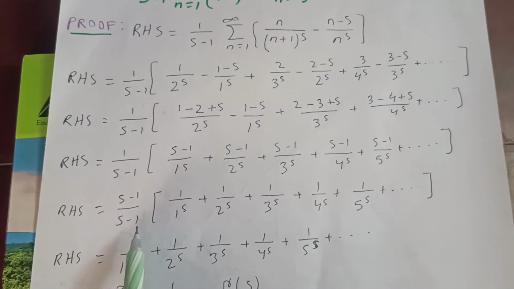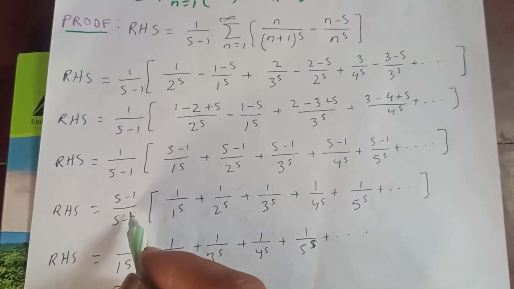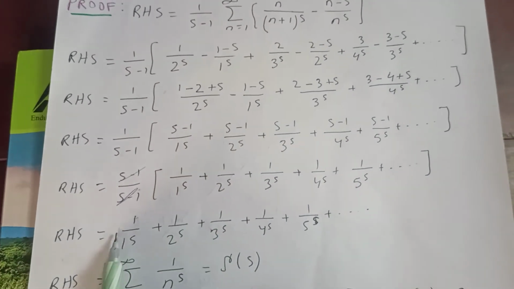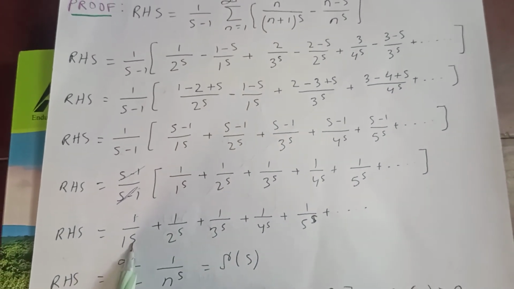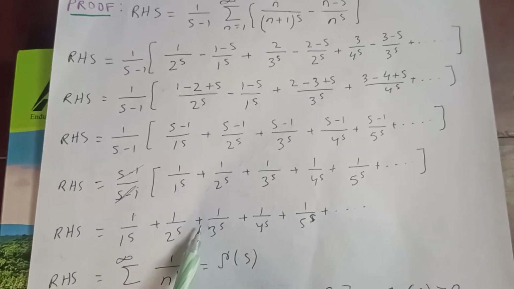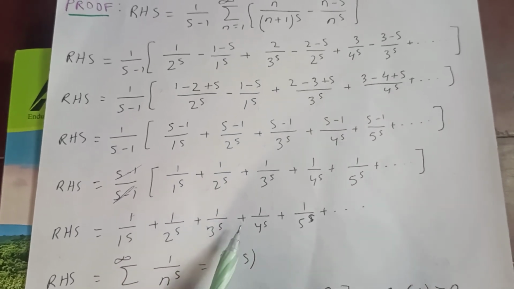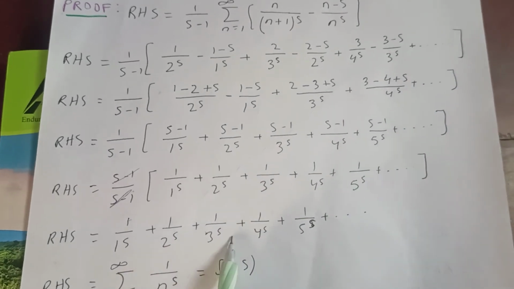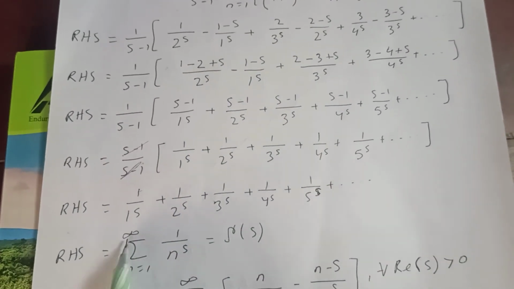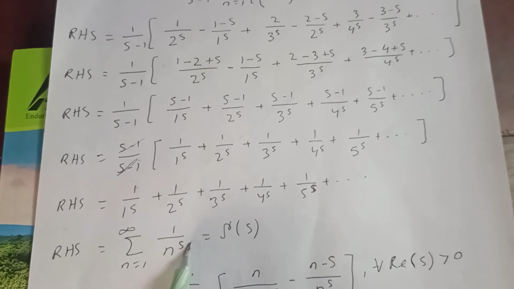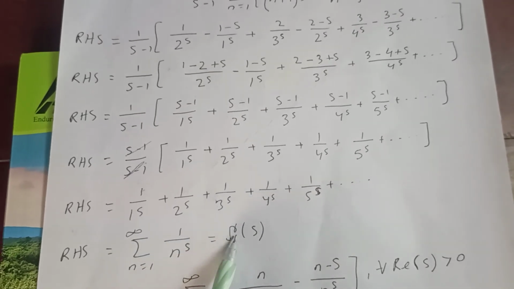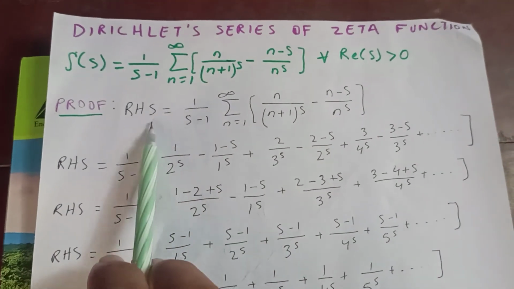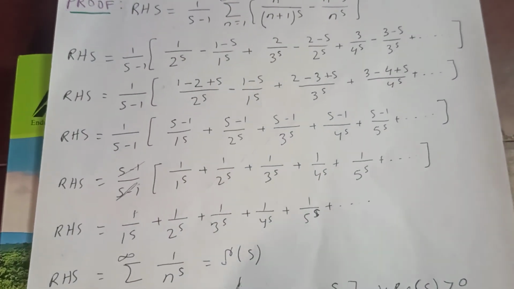These two can get cancelled, right? Cancel out. So what are we left with? We are left with the right hand side being 1 over 1 to the s plus 1 over 2 to the s plus 1 over 3 to the s plus 1 over 4 to the s plus 1 over 5 to the s plus and so on. This is nothing but sum from n equal to 1 to infinity of 1 over n to the s, right? So this is nothing but our zeta function, zeta of s. So we managed to prove that the right hand side is equal to our left hand side.